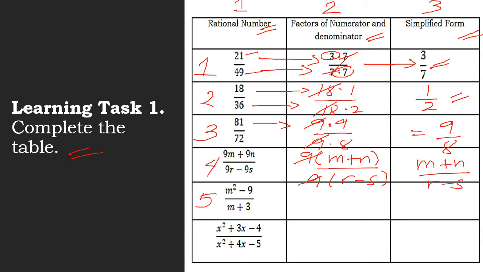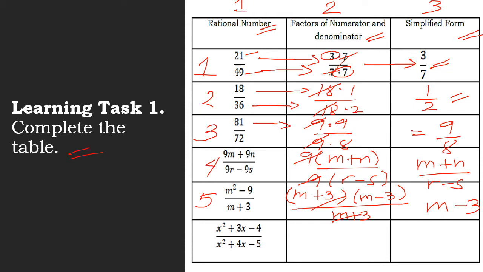Next, number 5. So, m squared minus 9 over m plus 3. So, pag finactor natin yung m squared minus 9, so that is difference of 2 squares. So, ang factors niyan ay sum and difference of 2 terms. So, m plus 3 times m minus 3. Yan yung factors niyan. Over m plus 3. Yung m plus 3, hindi na yan mapafactor, so kakapi lang natin. Kung mapapansin nyo, may m plus 3 sa numerator, may m plus 3 sa denominator, cancel na yan. Final answer is m minus 3.